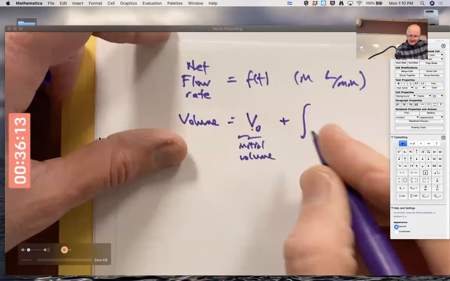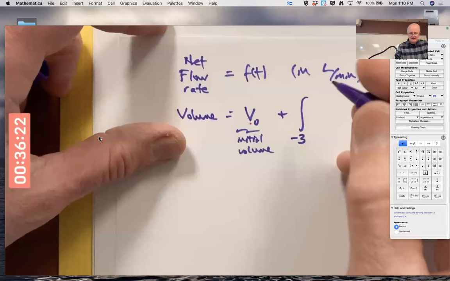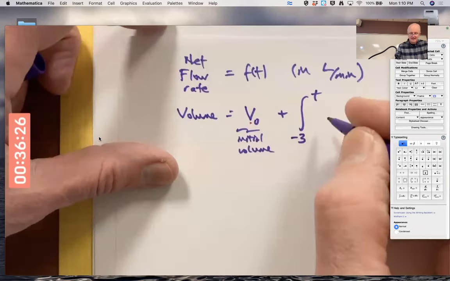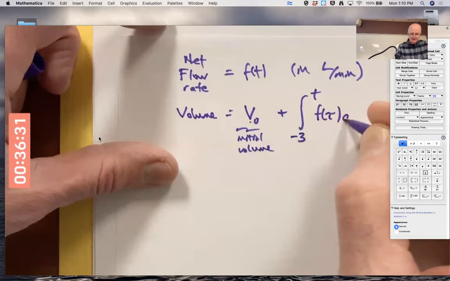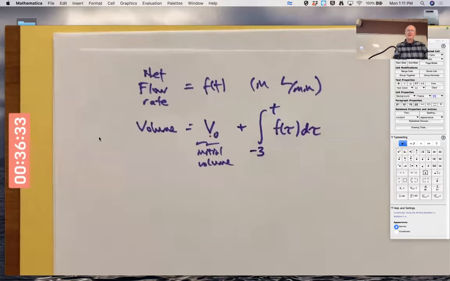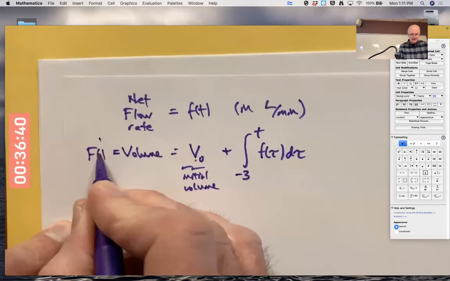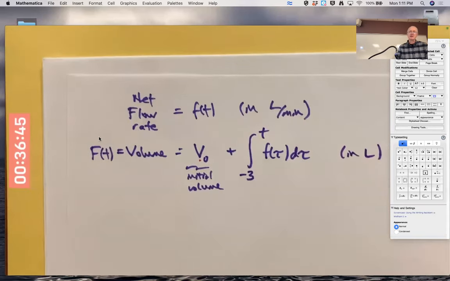Time is going to start at -3 instead of 0, just because I felt like doing it. It's okay. The ending time is still t. There's still a variable in the upper limit of the integral. And I still integrate the rate of change to find the total change. The net flow rate is a derivative. I could call this thing a capital F of t. And this would be in liters, ultimately.